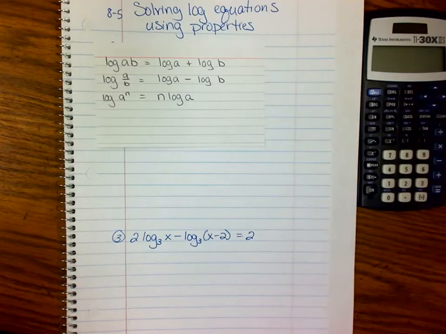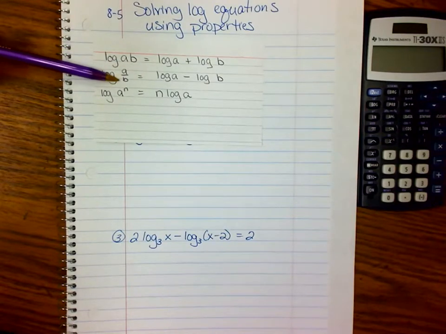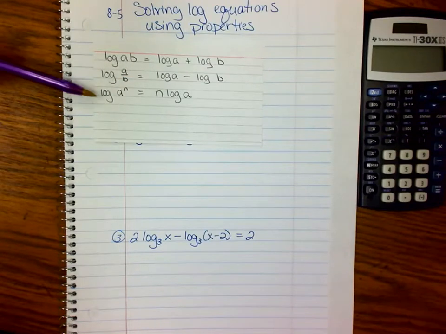There are three properties that you really need to keep in mind. When you have a log and two things being multiplied, you can change it into the sum of two logs. If they're being divided, you can change it into the difference of two logs. And if there's a power, you can bring that out in front of the logarithm.